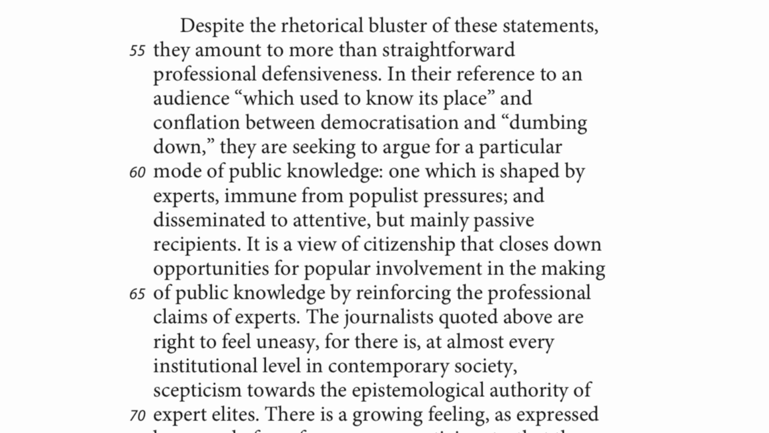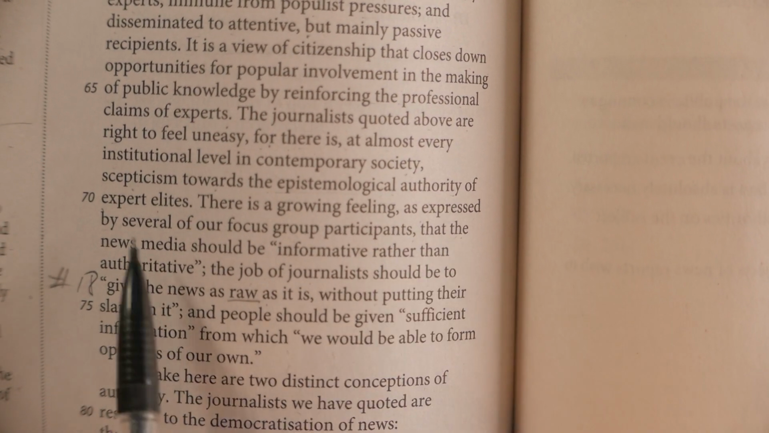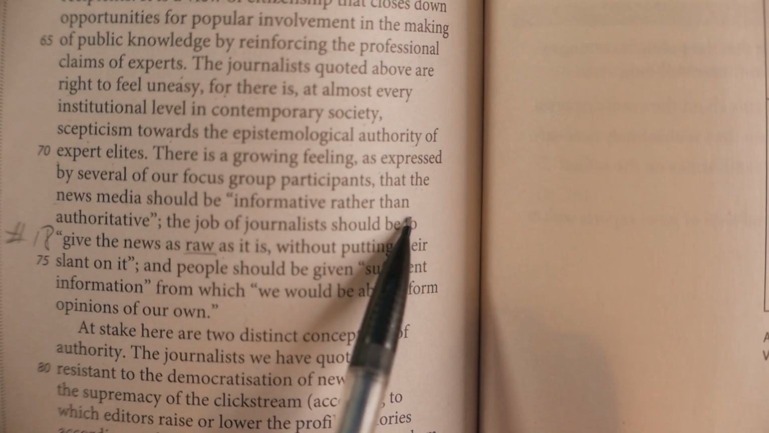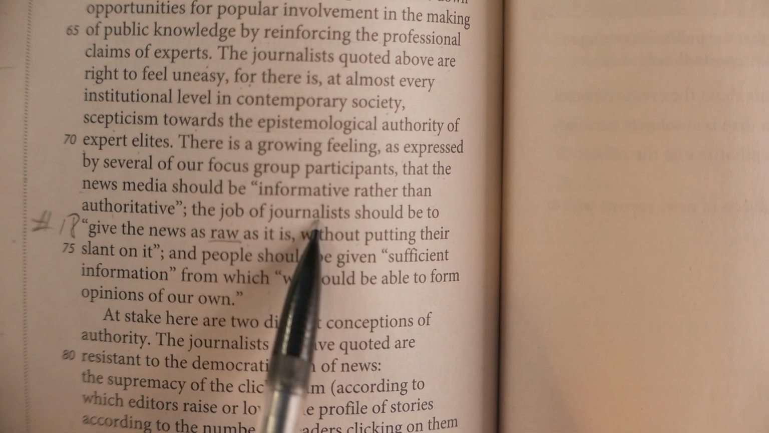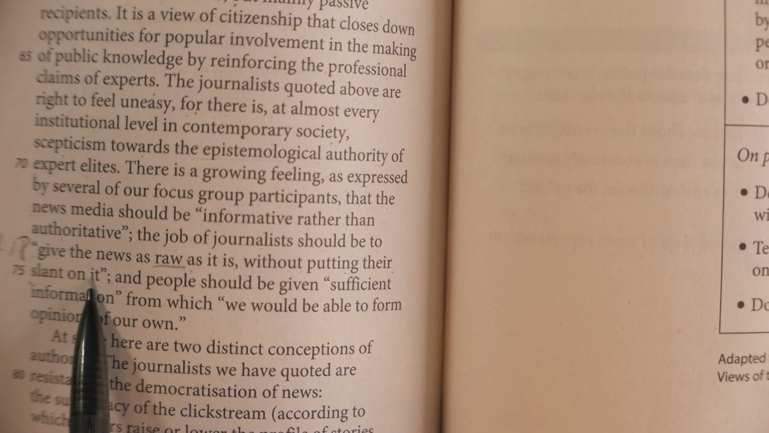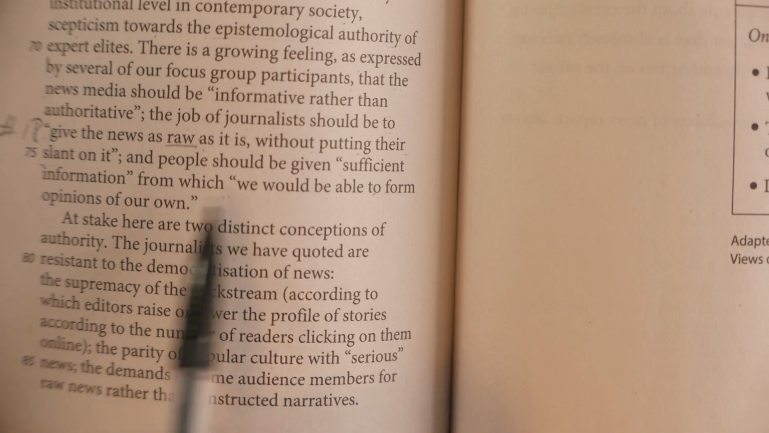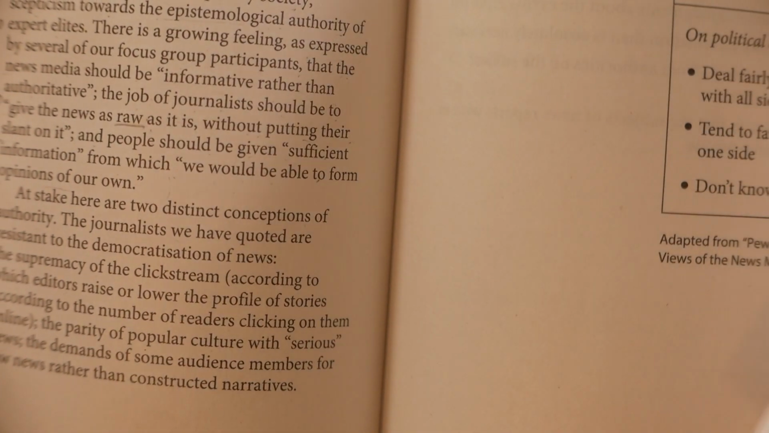The journalists quoted above are right to feel uneasy, for there is, at almost every institutional level in contemporary society, skepticism towards this epistemological authority of expert elites. There's a growing feeling, as expressed by several of our focus group participants, that the news media should be informative rather than authoritative. The job of journalists should be to give the news as raw as it is without putting their slant on it. And people should be given sufficient information from which we would be able to form opinions of our own. So we have vocabulary in context.